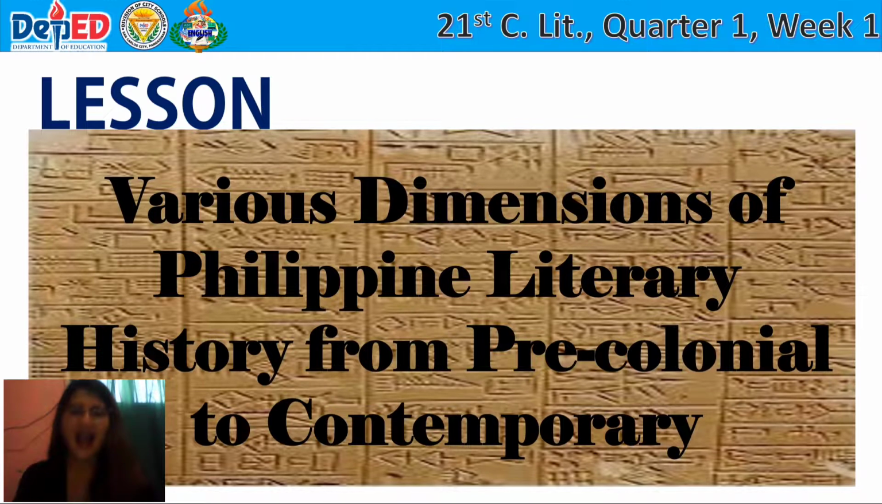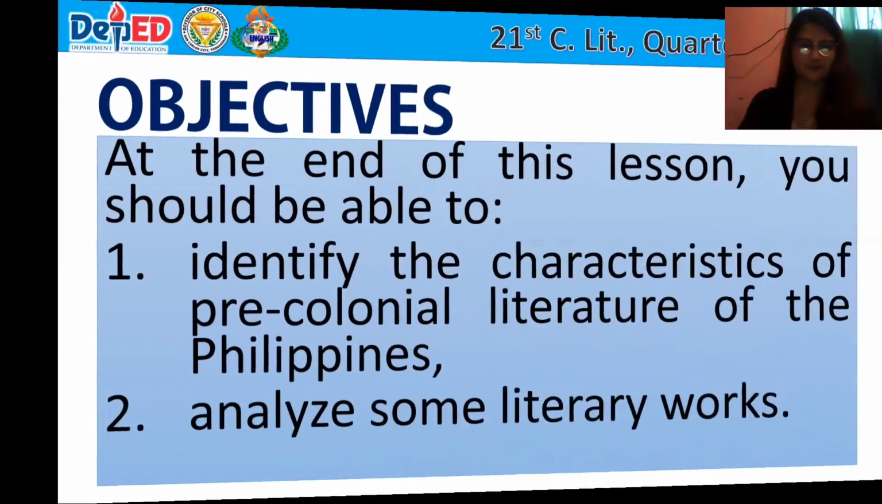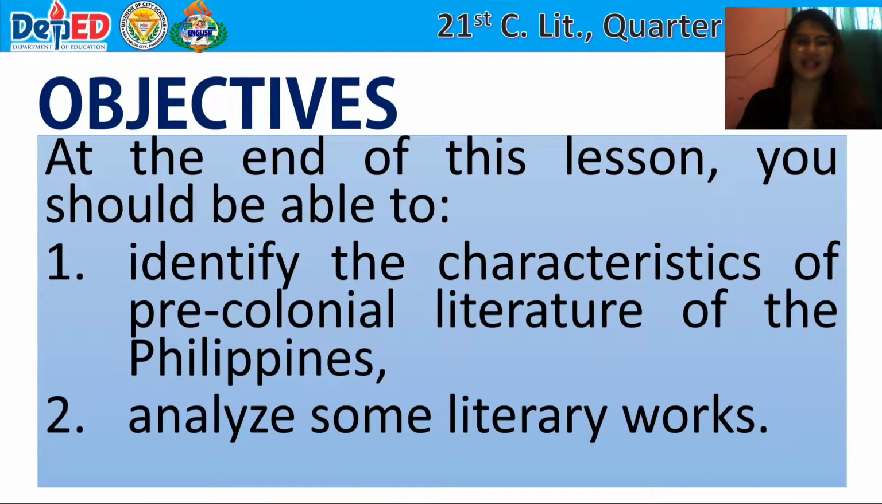And now, I know guys that you are all excited to know what our main lesson for today is. Our lesson is the various dimensions of Philippine literary history from pre-colonial up to the contemporary period. The objectives of this lesson are, at the end of the lesson, you should be able to identify the characteristics of pre-colonial literature of the Philippines and to analyze some literary works.